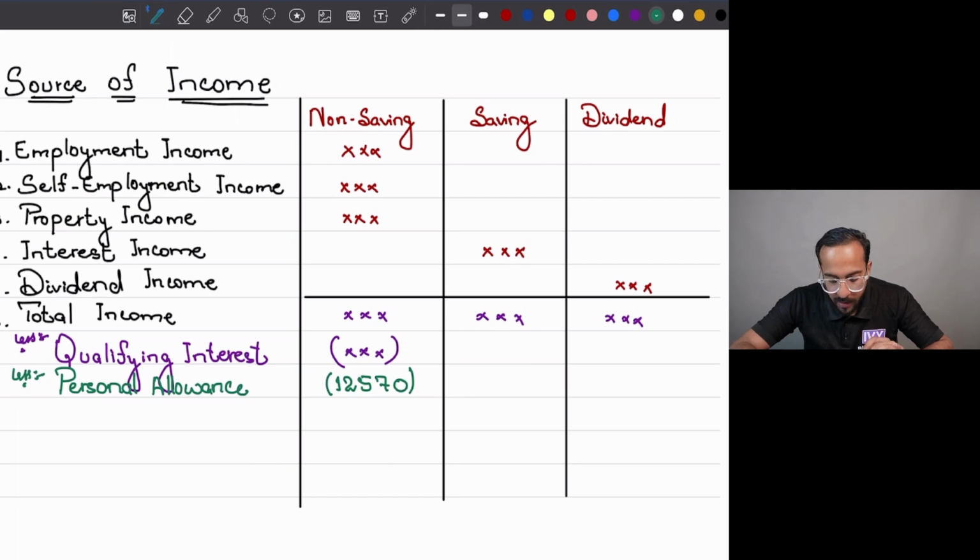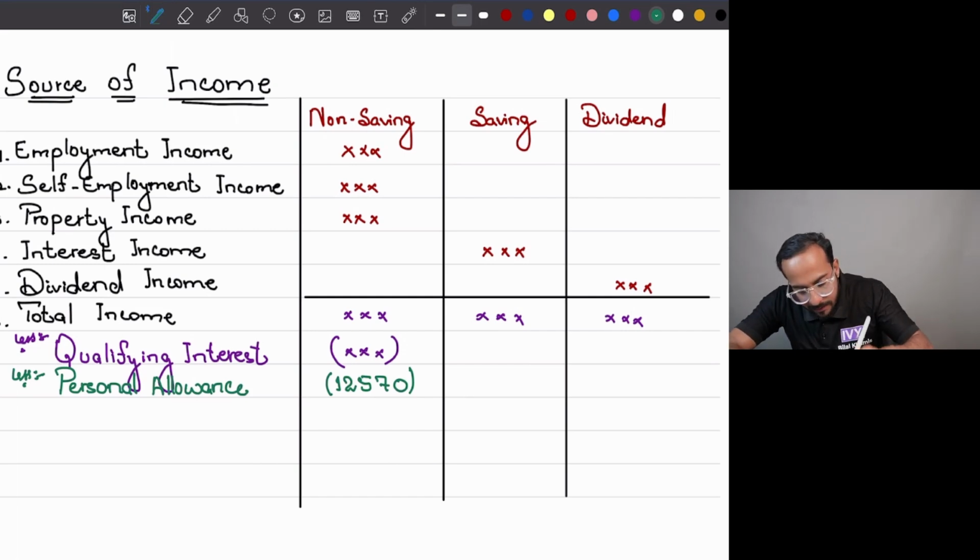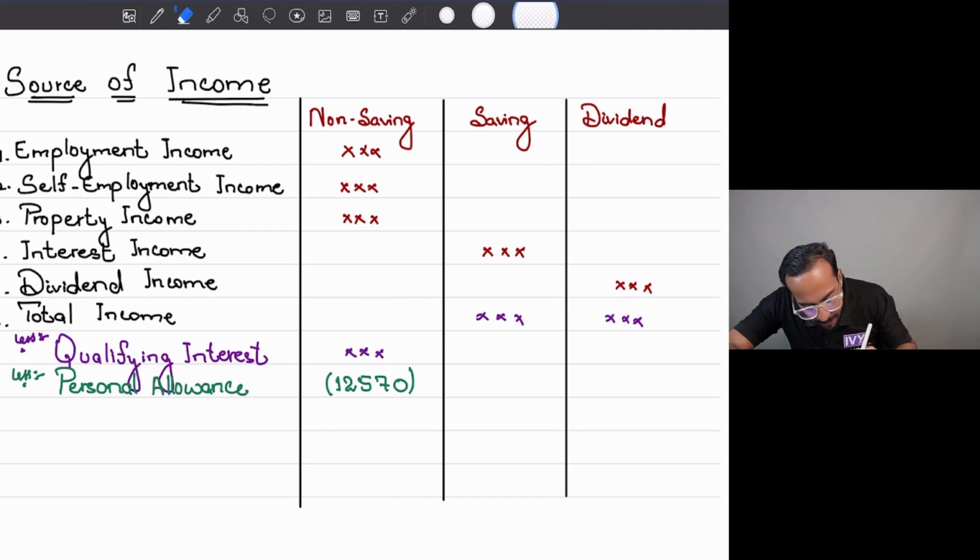Now be focused. What if my non-saving income is 5,000, total income is 5,000, and my saving income is, let me give you an example. It will help you a lot.